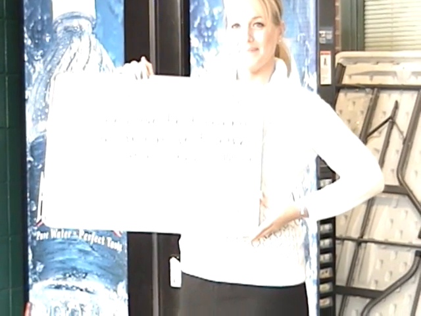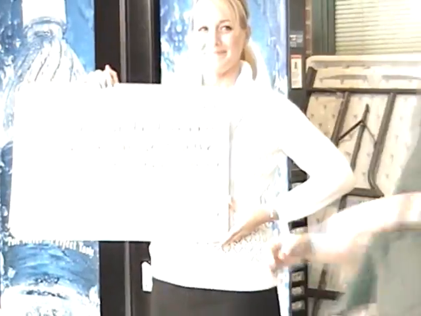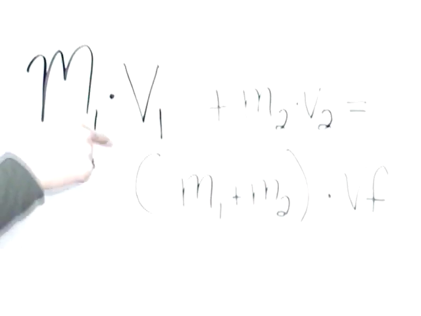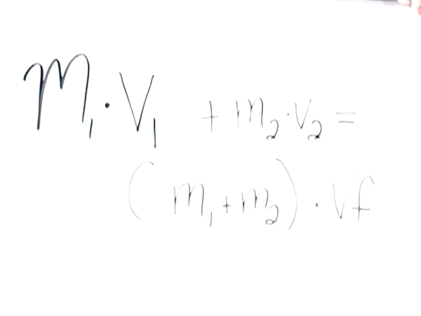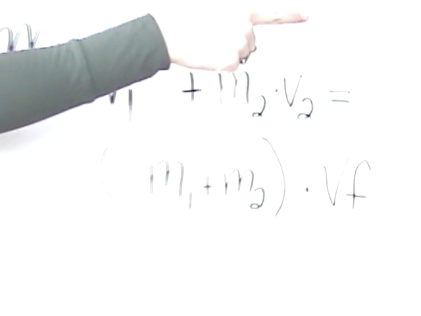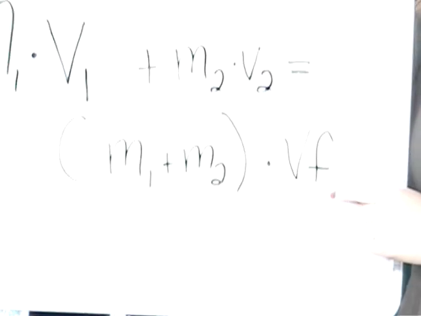One mass, the collision is called a perfectly inelastic collision. M1 times V1 plus M2 times V2 equals parentheses M1 plus M2 parentheses times VF.